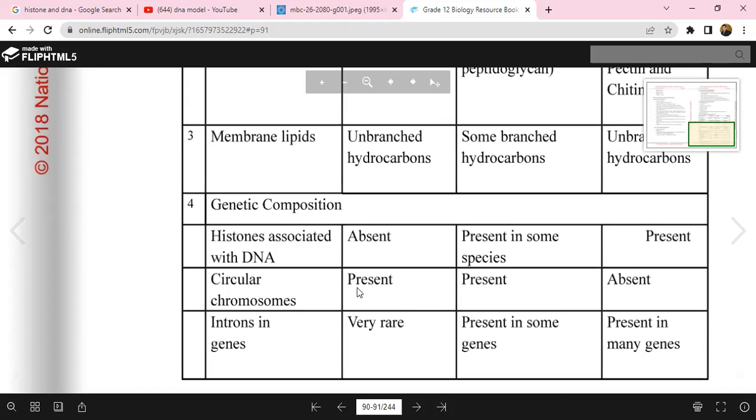Only probability wise, more intron opportunities are there for the eukarya gene. Very, very low chances are there for bacteria, but none of the domains is 100% missing introns in genes. Are you clear? Yes, sir. So that is this genetic composition idea. Hope you understood it.